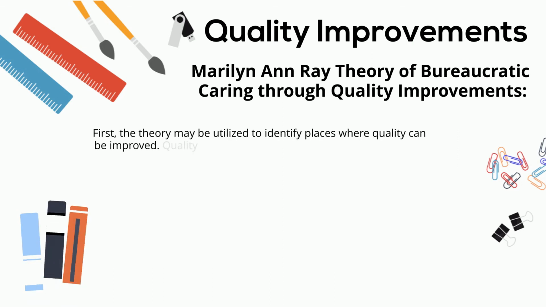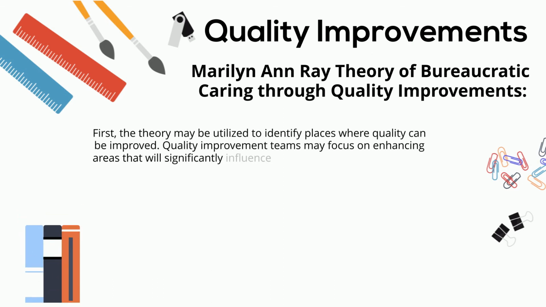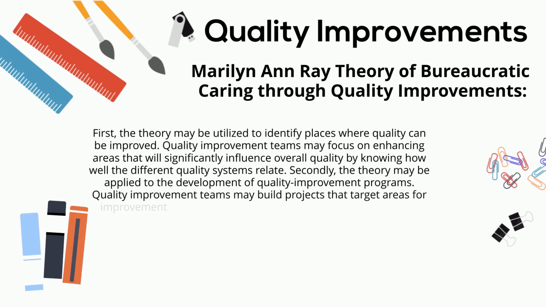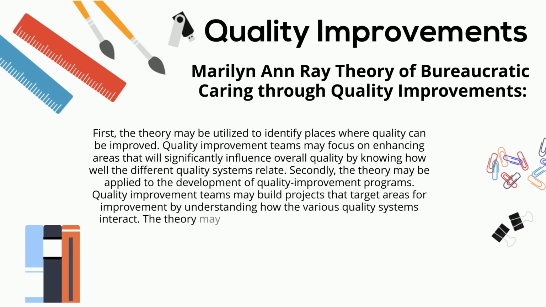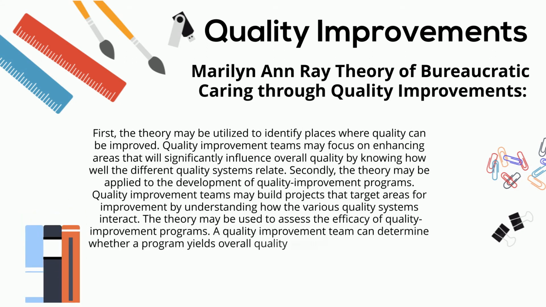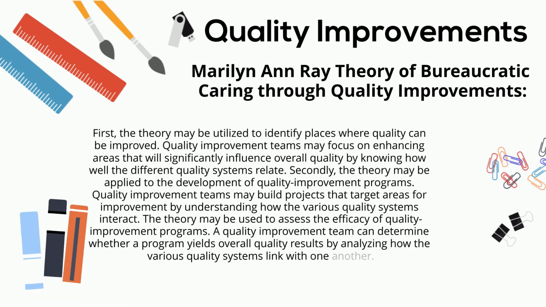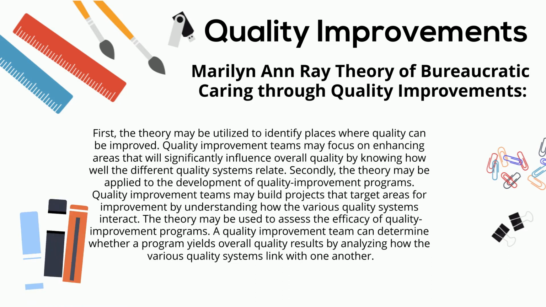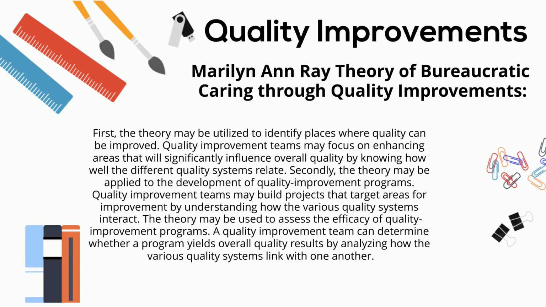Quality improvements. Marilyn and Ray's theory of bureaucratic caring through quality improvements. First, the theory may be utilized to identify places where quality can be improved. Quality improvement teams may focus on enhancing areas that will significantly influence overall quality by knowing how well the different quality systems relate. Secondly, the theory may be applied to the development of quality improvement programs.